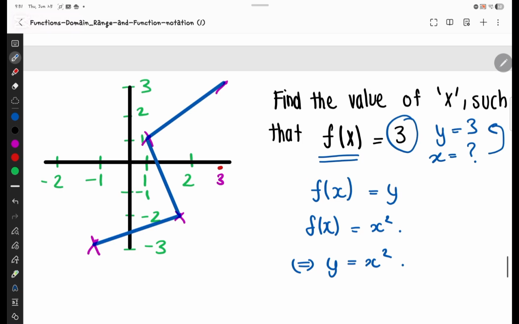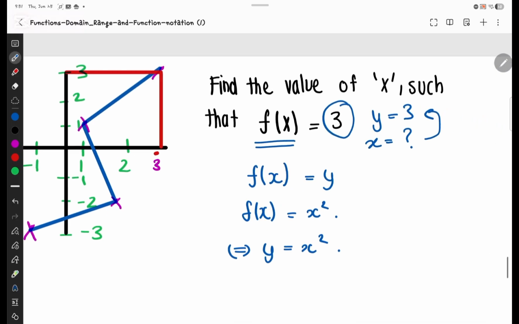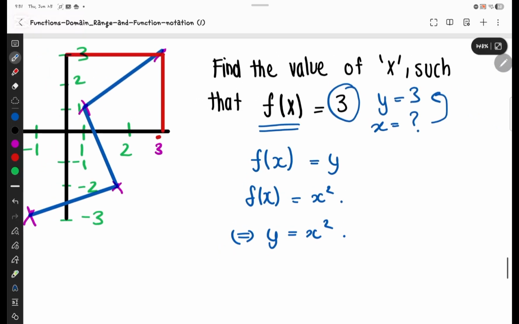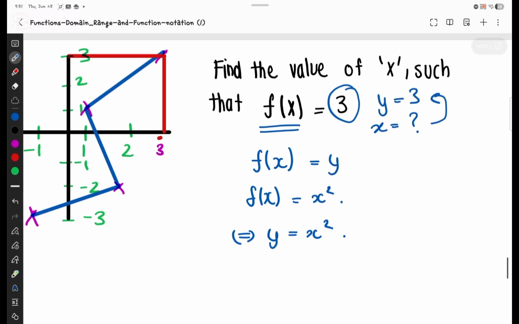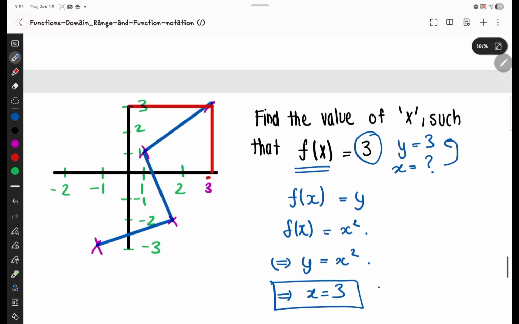So basically you go into your graph and you draw y equals 3. When is the graph at y equals 3? Obviously it's at 3. So when x equals 3, y equals 3 as well, from your input and output. Therefore, x equals 3, because at x equals 3, the output is y equals 3.